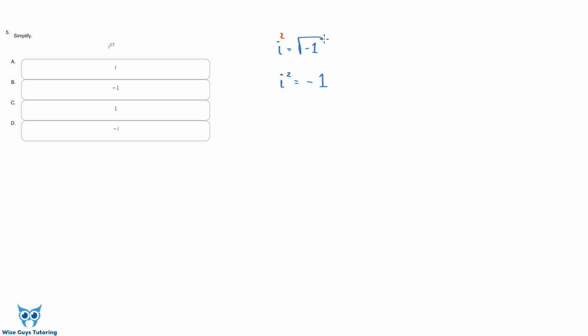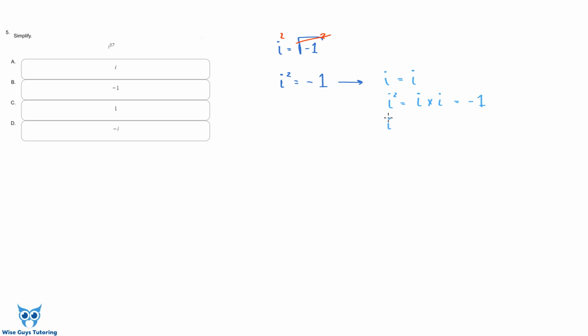All I'm doing is, if you square both sides and these cancel out, you get i squared is -1. So let's do this. I'm going to list out the possible values of i. So i to the power of 1 is just i. And as we've seen, i squared is equal to i times i, and we know that this is equal to -1.